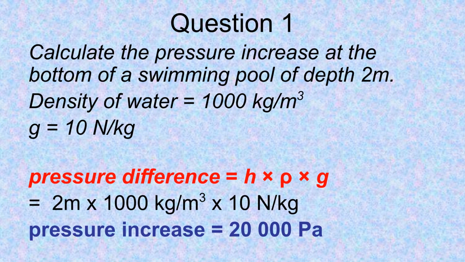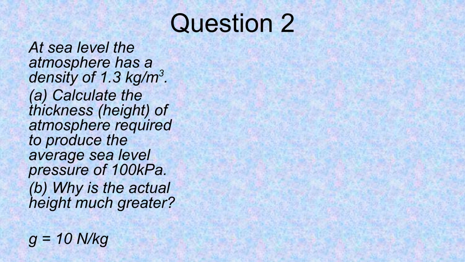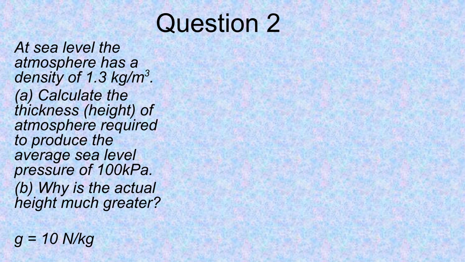Question 1. Calculate the pressure increase at the bottom of a 2-meter deep swimming pool, given the density of water is 1,000 kilograms per cubic meter and g is 10 newtons per kilogram. Using the formula P equals h times rho times g, multiply 2 meters by 1,000 kilograms per cubic meter by 10 newtons per kilogram. The pressure increase is 20,000 pascals.